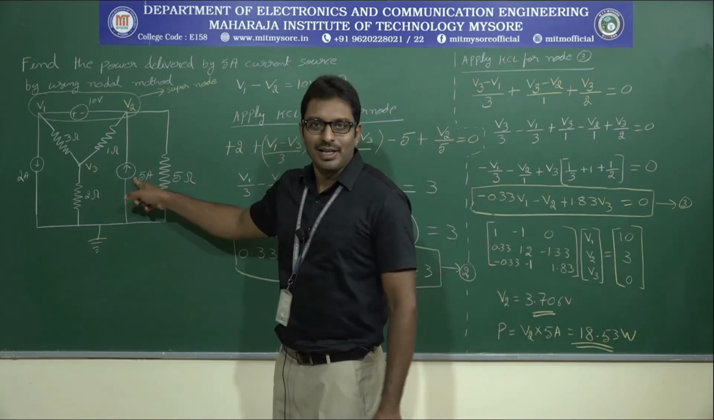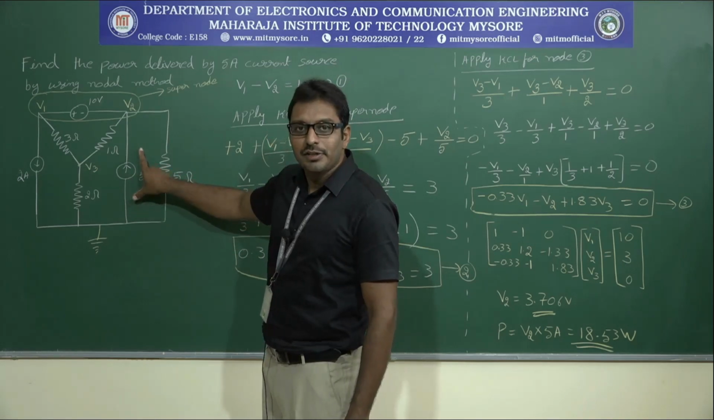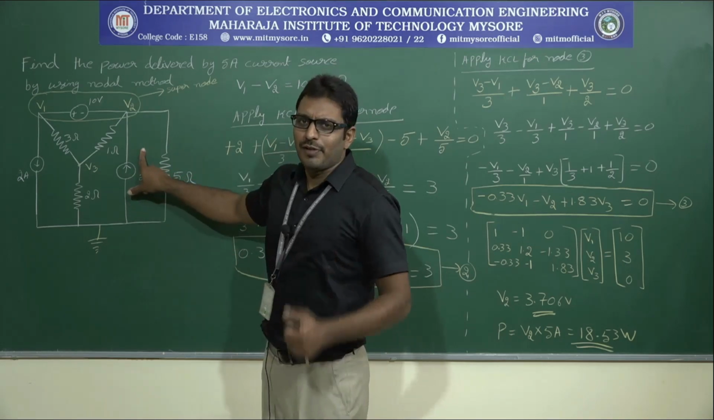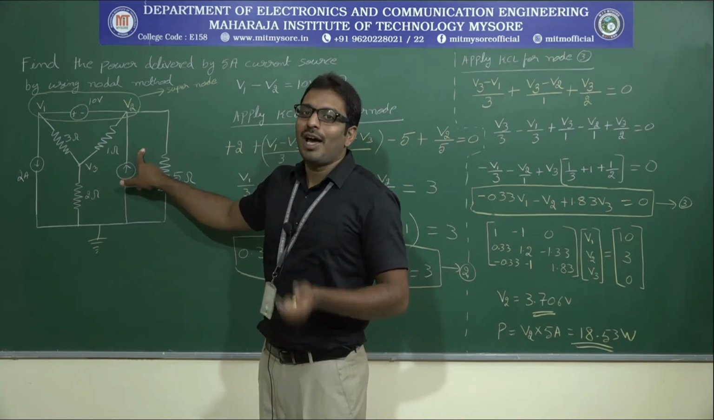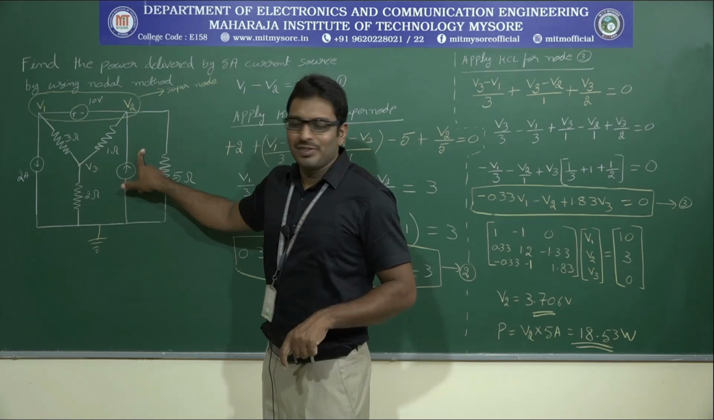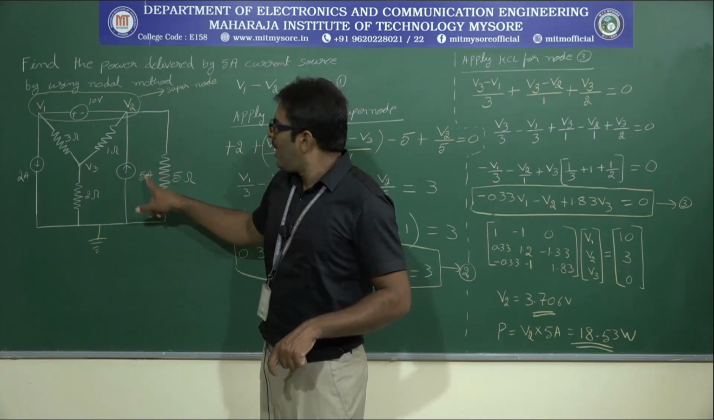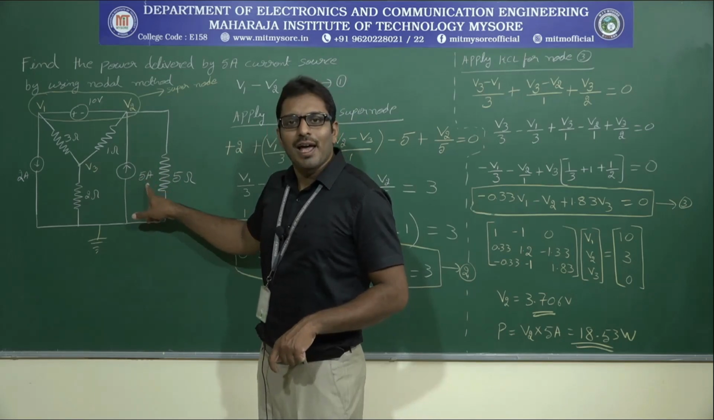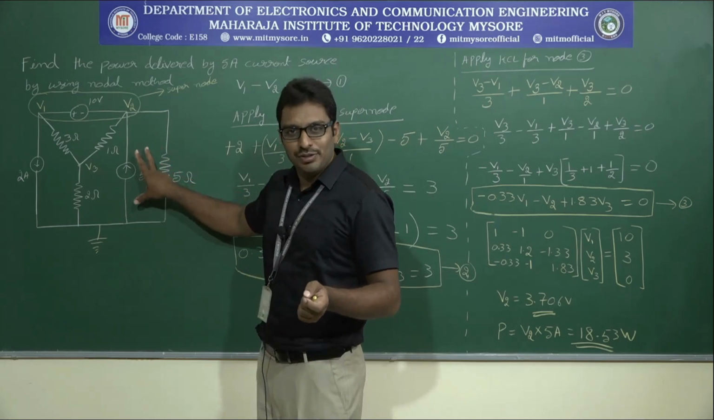Here. Correct? So if you want to find out the power delivered by this current source, there are 3 formulas to find the power: P is equal to V into I, I square into R, V square by R. So easily we can use the first one, P is equal to V into I. Anyhow, I is directly given, 5 ampere. The only thing we need to calculate is the voltage across this current source.